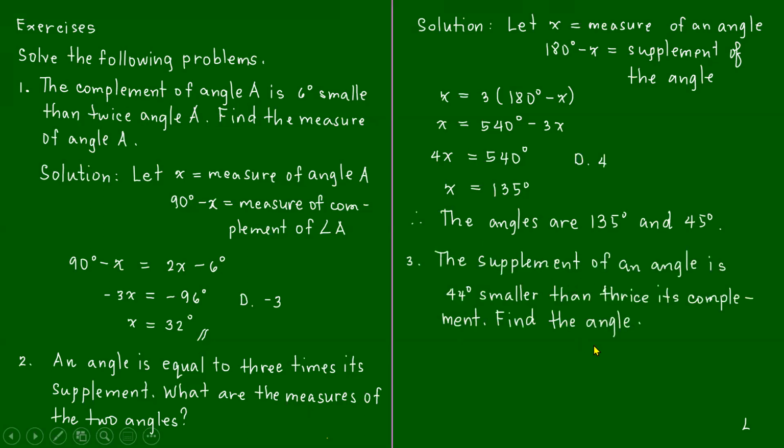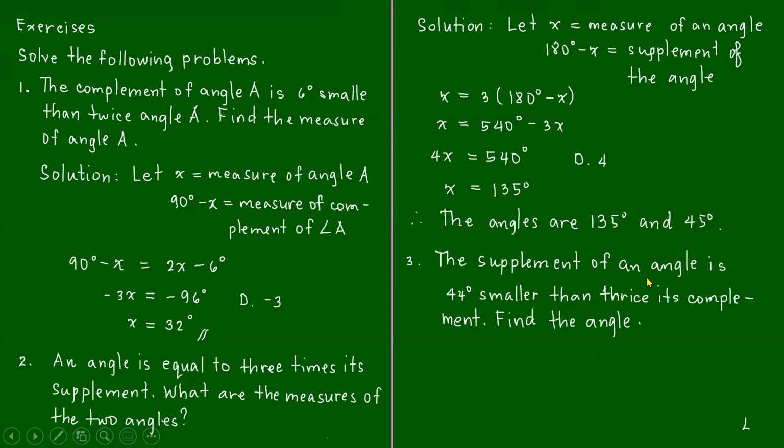Let's have number 3. You just pick up in case you have questions. This is just a review of your geometry. Actually, this is not really trigonometry. The supplement of an unknown angle is 44 degrees smaller than thrice its complement. So it's like a combination of geometry and algebra word problem, no? But it's about principles in geometry.